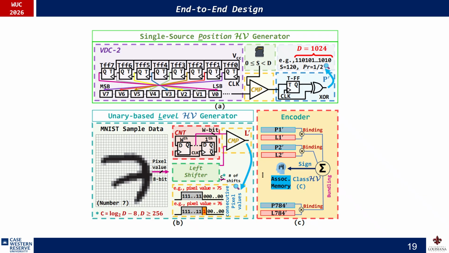This is the end-to-end design for the position hypervectors and the unary level hypervectors, using deterministic and unary encoding together. After we obtain our P as the position and L as the level hypervectors, we just bind them using XORs, and then we add them up by contributing to each class hypervector in the associative memory.